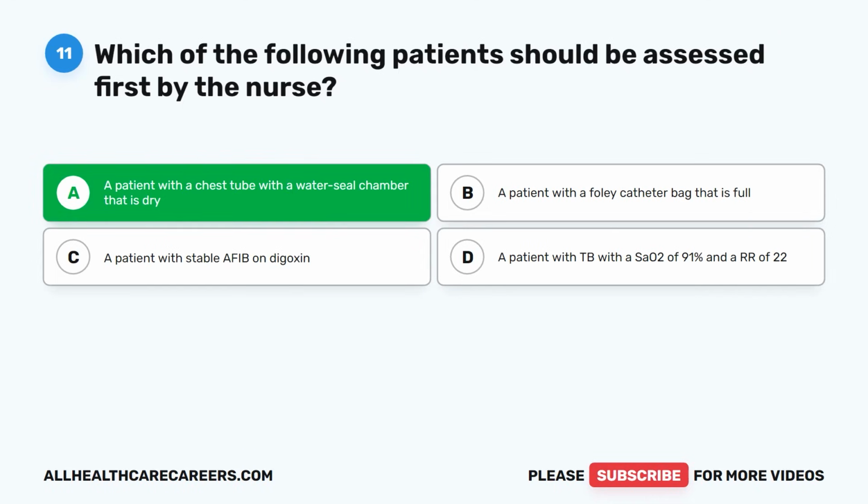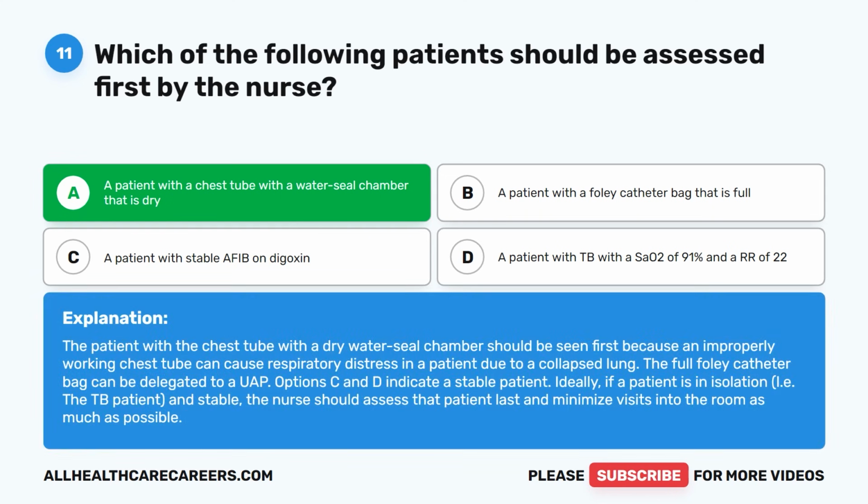A patient with a chest tube with a water seal chamber that is dry. The patient with the chest tube with a dry water seal chamber should be seen first because an improperly working chest tube can cause respiratory distress in a patient due to a collapsed lung. The full Foley catheter bag can be delegated to a UAP. Options C and D indicate a stable patient. Ideally, if a patient is in isolation, in other words, the TB patient, and stable, the nurse should assess that patient last and minimize visits into the room as much as possible.